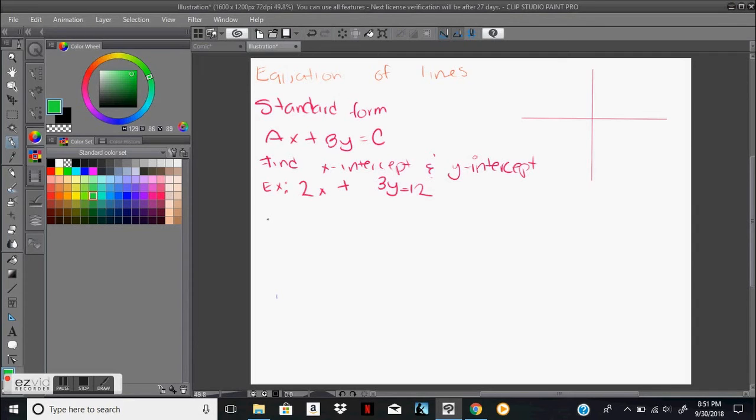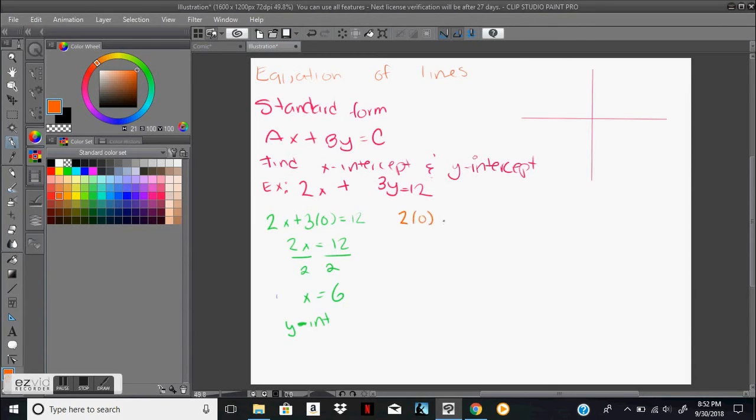Now, in order to find the x-intercept, we're going to make the y variable 0. So we end up with 2x equals 12. We divide both sides by 2 and have x equal to 6. I accidentally labeled this as the y-intercept. It would be the x-intercept.